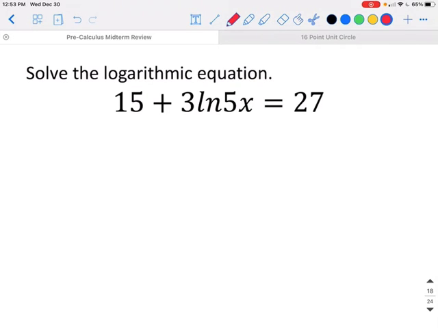We need to solve this logarithmic equation. Again, you want to get that x part by itself. So the first thing we can do is subtract that 15 from both sides. This will leave us with 3 ln of 5x is equal to 12.